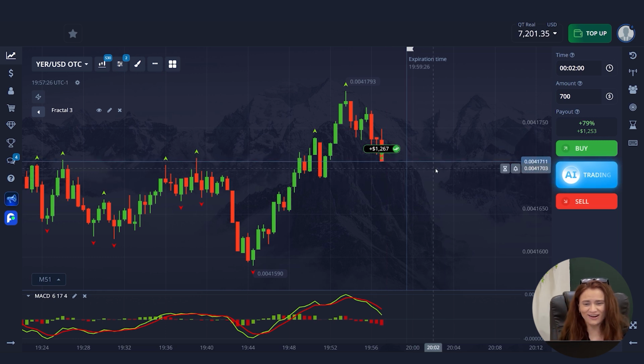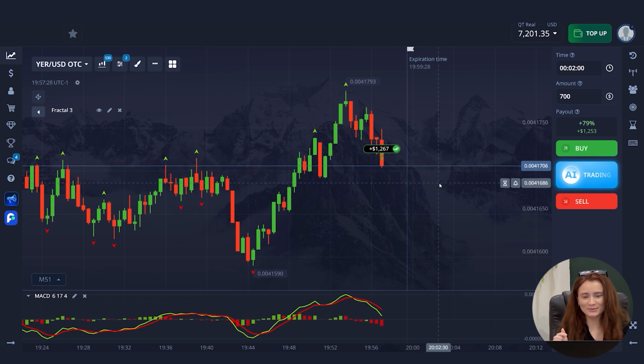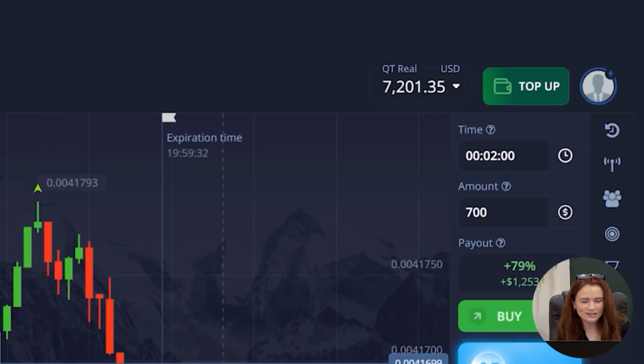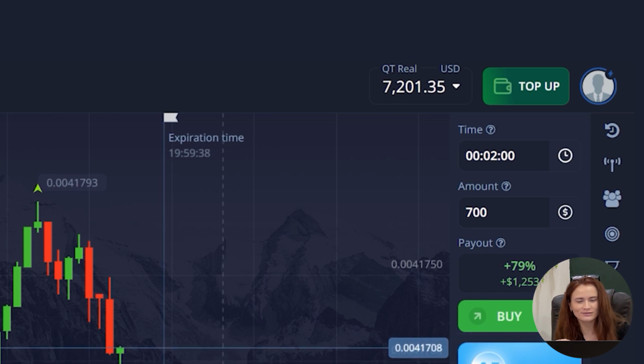And strike, guys! The price continued to fall and my capital increased to $7,201. It's all because the trade was profitable. But there are still a couple of trades ahead and I hope to increase my capital even more.